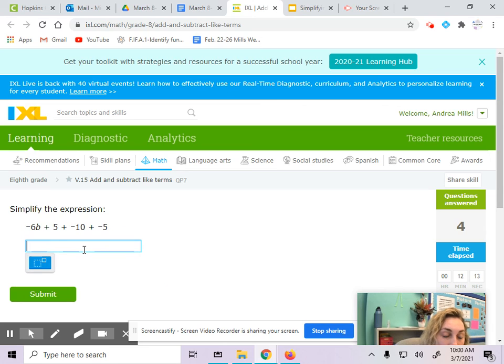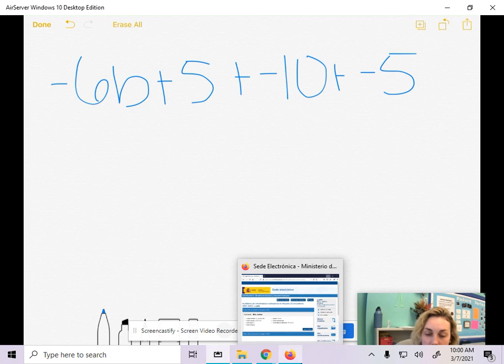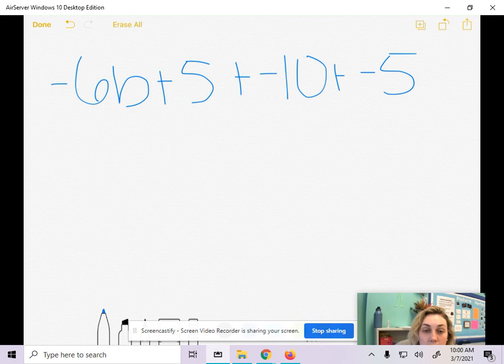Weird that happened twice. All right, so this one again is different. We have negative 6b. We're going to add that by 5. We're going to add that by negative 10, and then we're going to add that by negative 5. All right, so we have to identify which terms are like terms. If we're looking at our first term, that's negative 6b. Well, none of our other terms have a b on it, therefore it's going to be by itself.